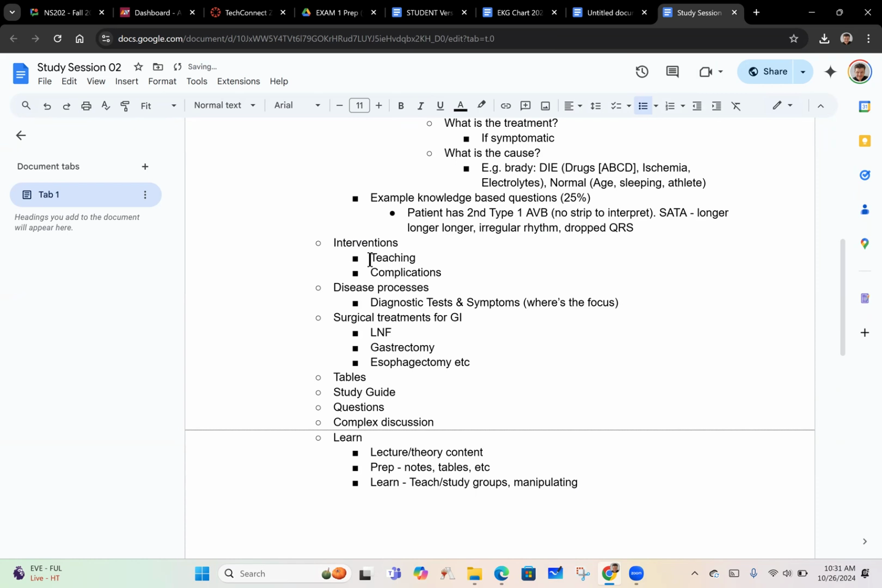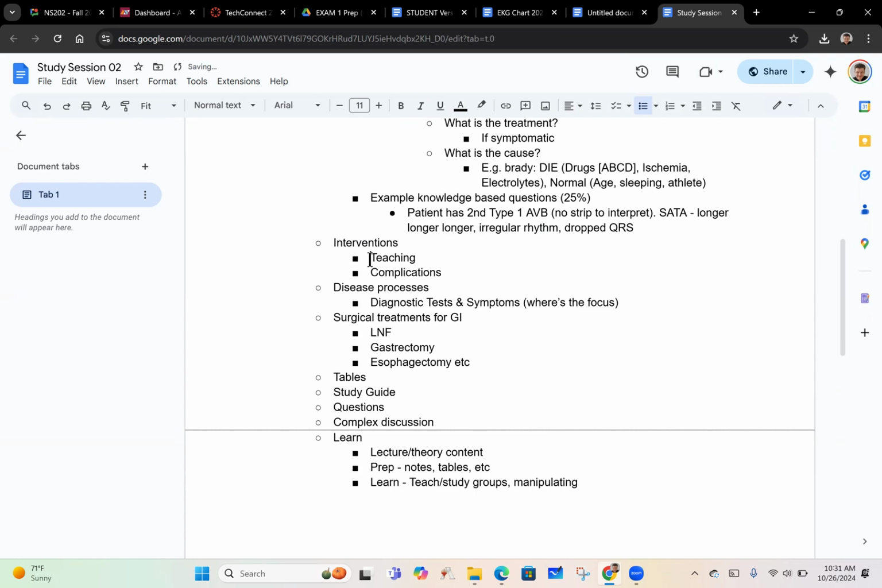Same thing for treatments: take your medications. There's no disease process where it says don't take your meds. So our purpose is to make sure they're compliant with their medications. But when in the slides I explicitly say make sure you teach these things, those are good questions that could be SATA questions.